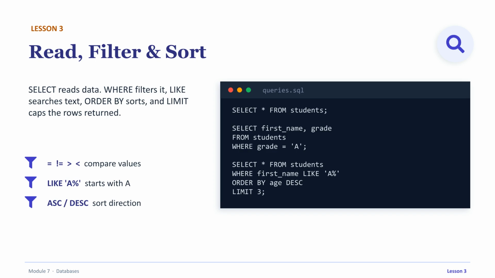You can filter results with where, search for text patterns with like, change the order with order by, and limit the number of returned rows with limit. Combining these gives you powerful tools for querying your data.